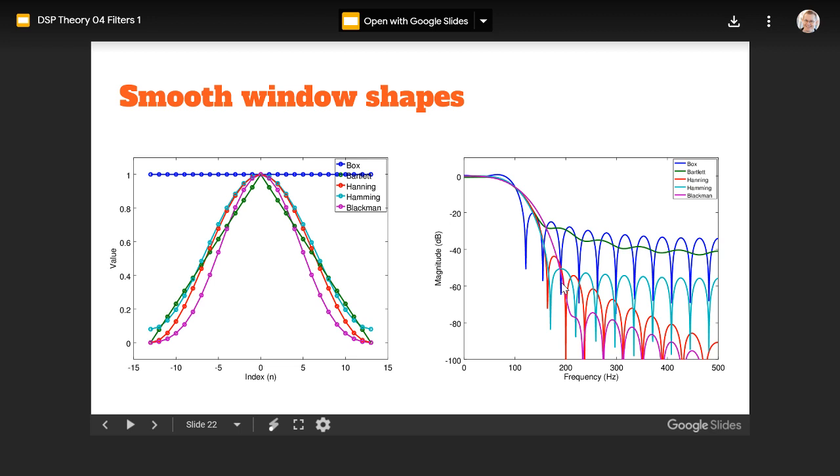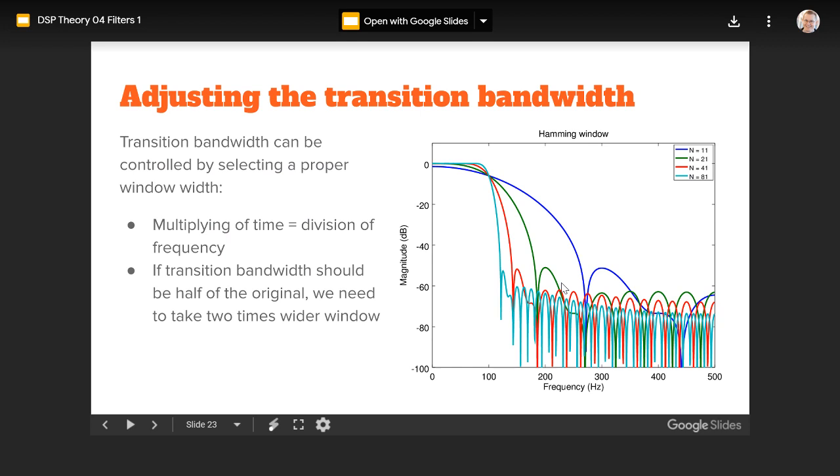Cutoff frequency. That was the sinc. Stop band attenuation. Window shape. Transition bandwidth. That's the number of points. So those are all the parameters that are needed in order to design a low pass filter. Okay. So yeah, adjusting the transition bandwidth is multiplying of time, division of frequency.